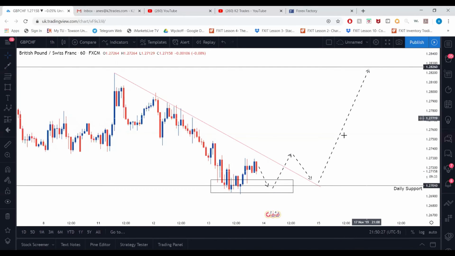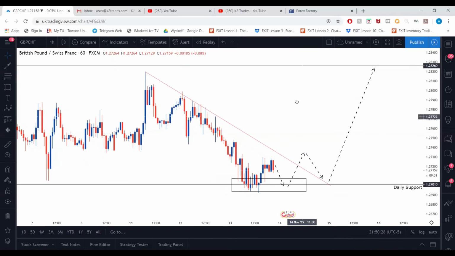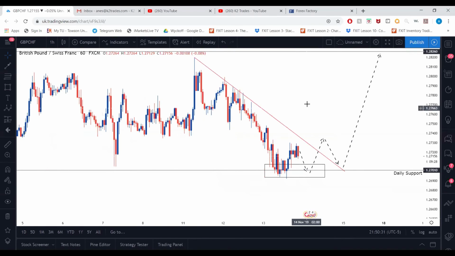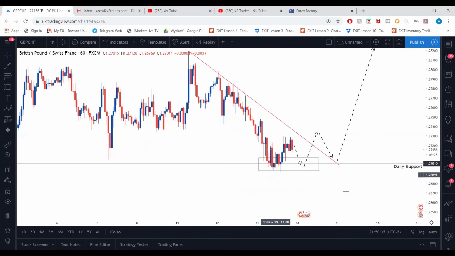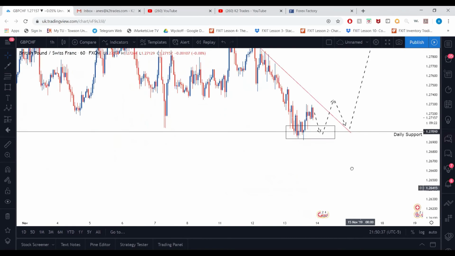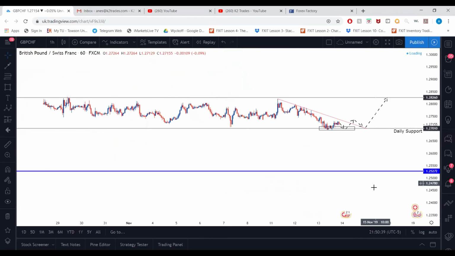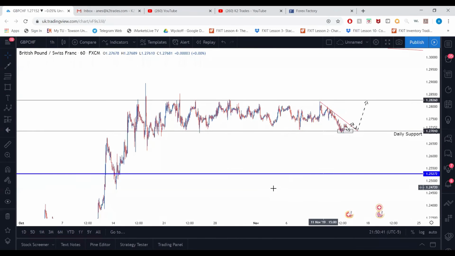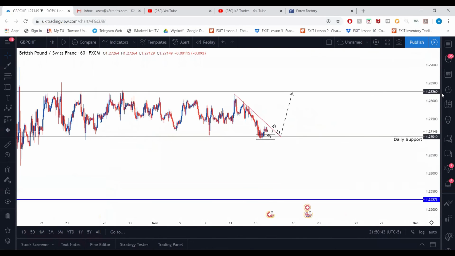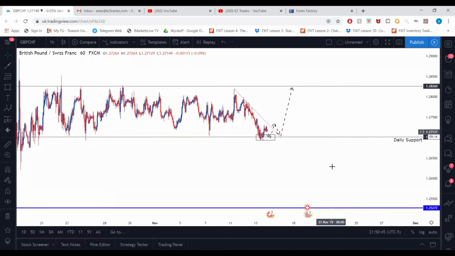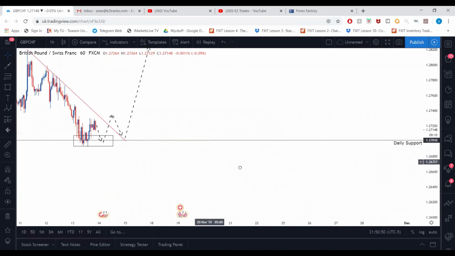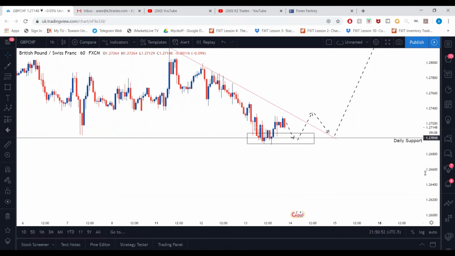So this would be my approach to GBP CHF. Yeah, it does look bearish on the 1 hour and 4 hour. But until it breaks this support, I would not be interested in selling it. And if it does break this, then it will be a nice 180 pip drop. So it can definitely happen.